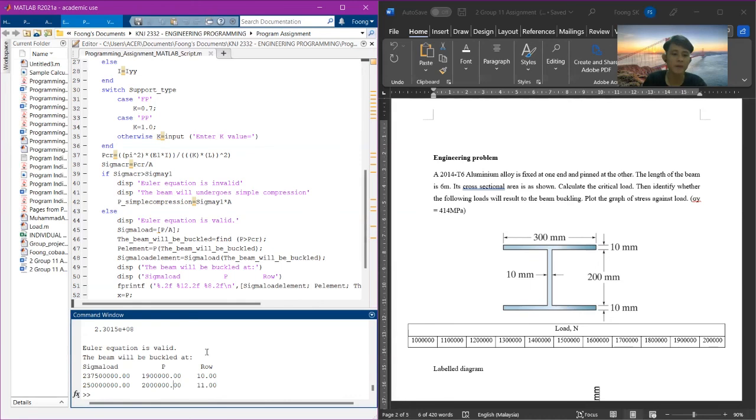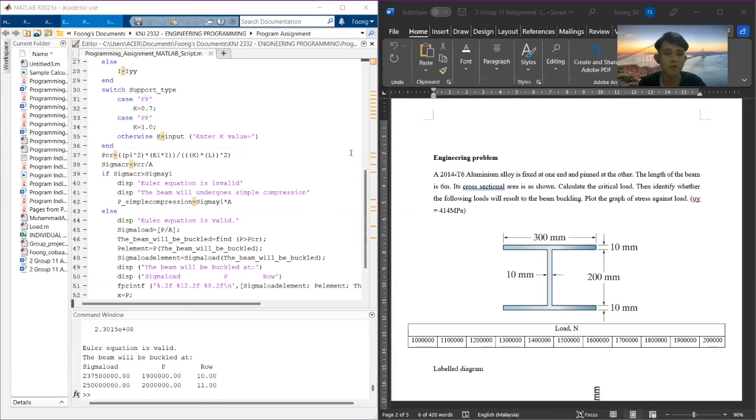Hence, the graph is also created. From the graph, we can see that when the load is increased, the stress also increases. And that's all from me. Thank you.